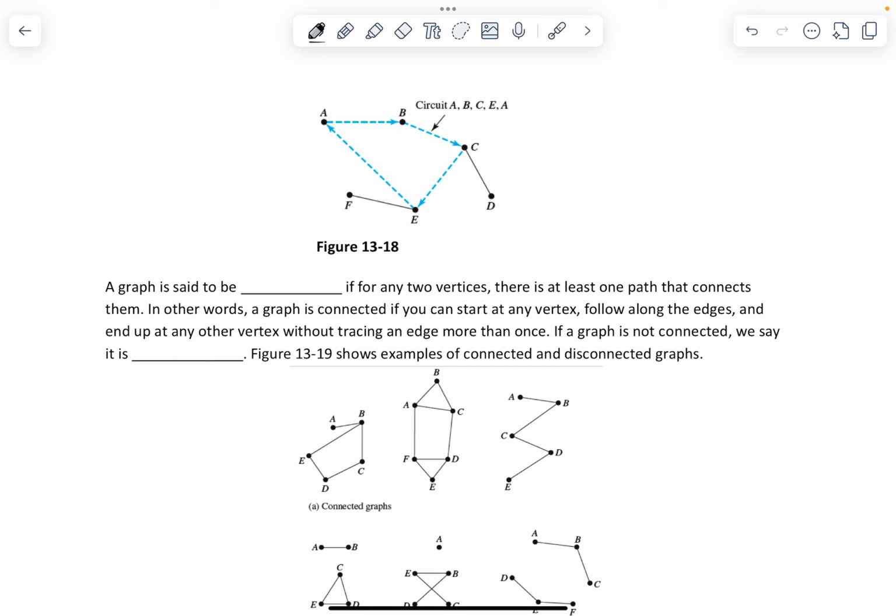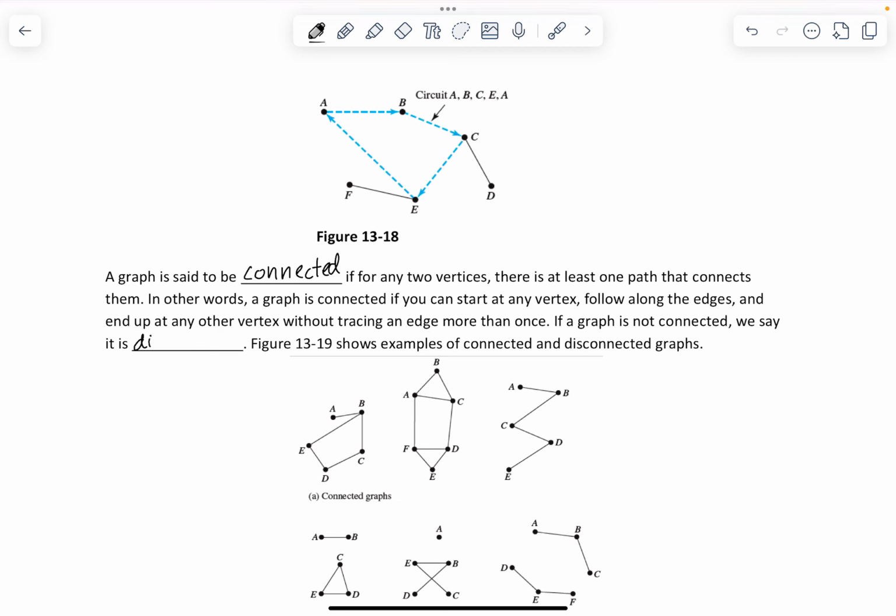A graph is said to be connected if for any two vertices there is at least one path that connects them. In other words, a graph is connected if you can start at any vertex, follow along the edges, and end up at any other vertex without tracing an edge more than once. If a graph is not connected, we say that it is disconnected.